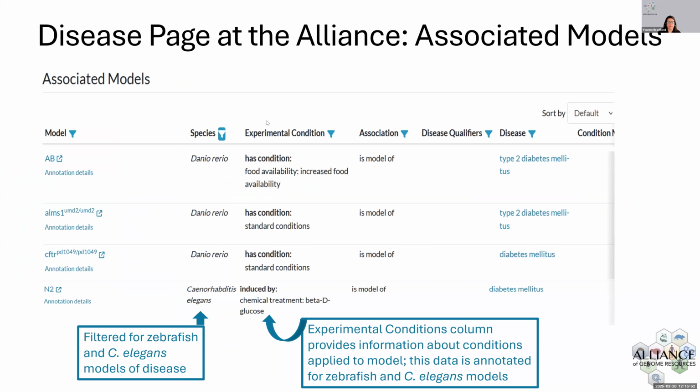A new column in the associated models table is the experimental conditions column. This provides information about conditions that have been applied to the model. This data is annotated for zebrafish and C. elegans models, and here you can see we've filtered the table for species Danio rerio and C. elegans.